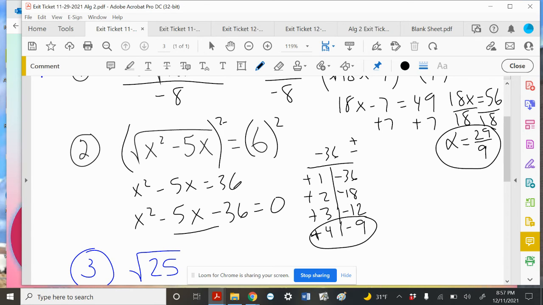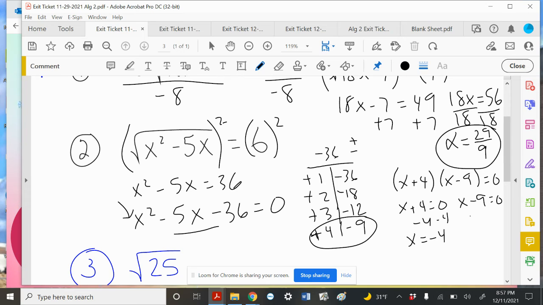So I can immediately write that out. The reason why I can immediately write that out is because there's a 1 in front of there. So that is x plus 4 times x minus 9 equals 0. I'm then going to set each one equal to 0 and solve. So x equals -4. And in this case, I get x equals +9. So I have 2 answers there for those. And that takes care of that one.